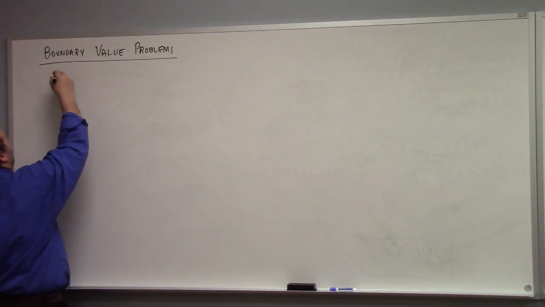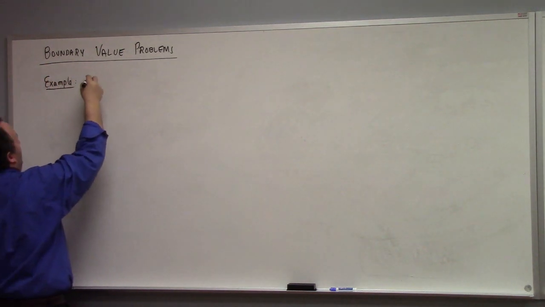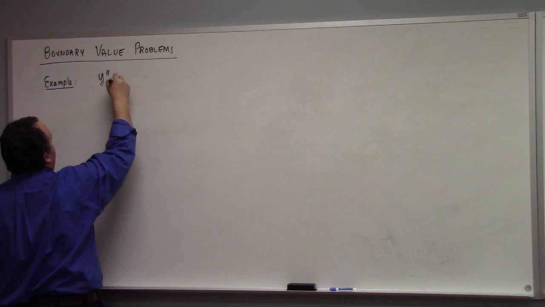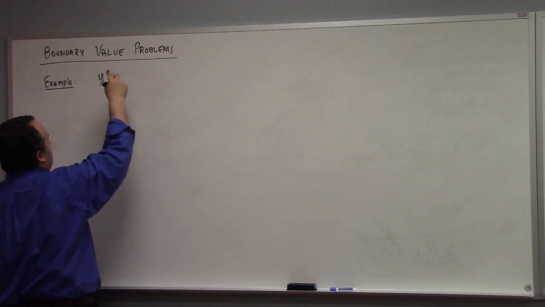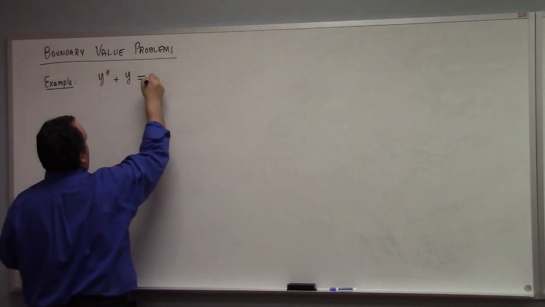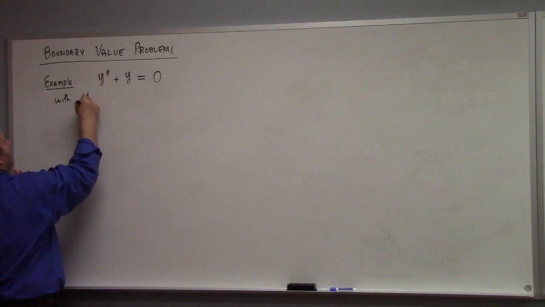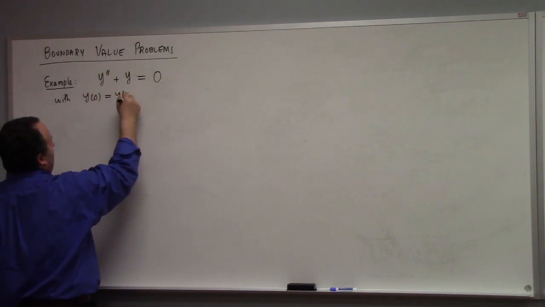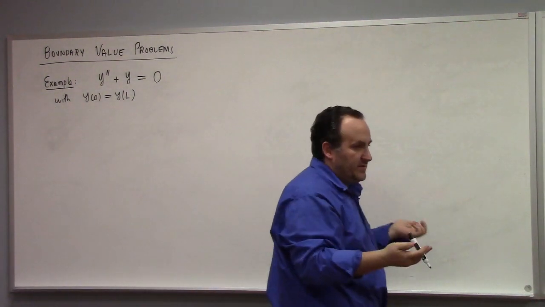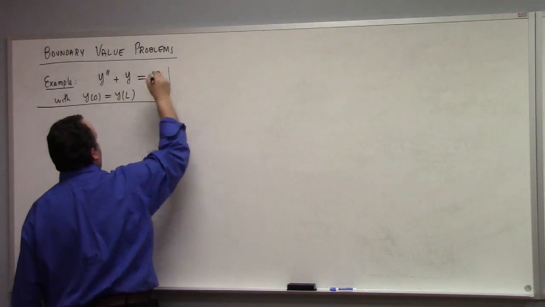So let me just look at an example. Let's keep it simple: y'' + y = 0, with y(0) = y(L). Then we can ask, what are the solutions? This is an example of a boundary value problem.